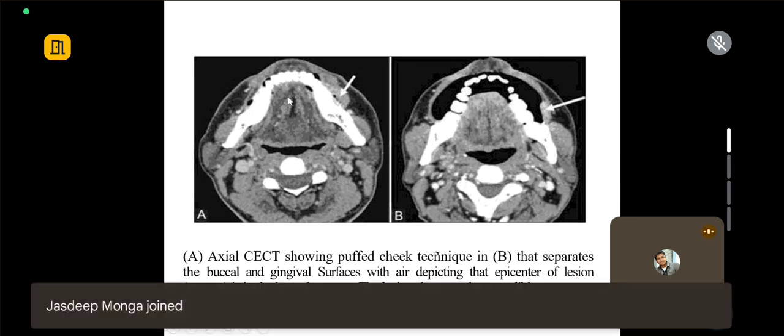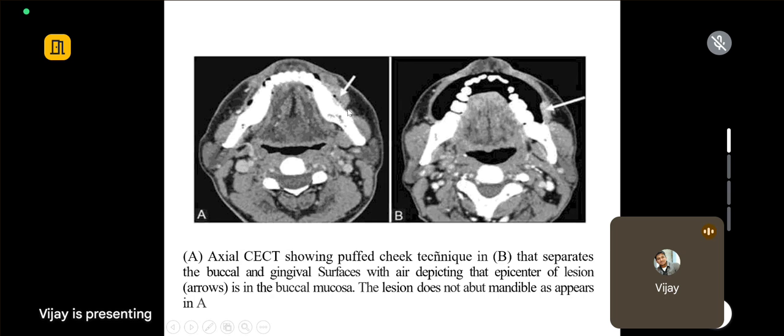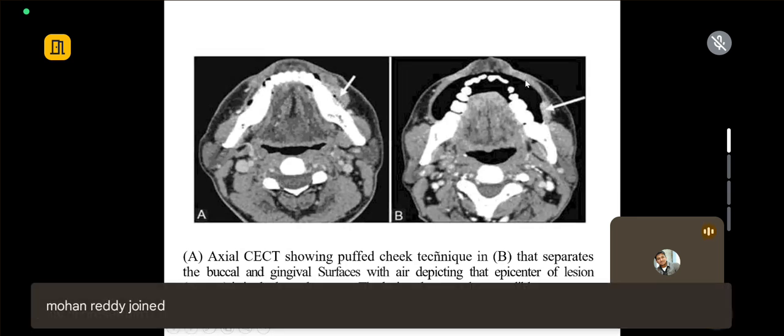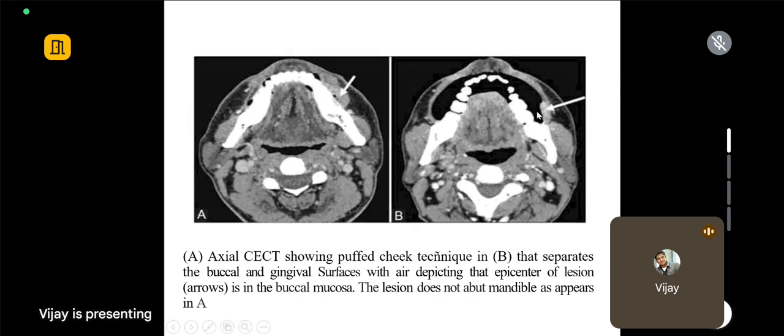Here we can see a tumor which is present abutting the mandible. When we get into the puff cheek, we can see that the puff cheek separates the buccal and gingival surface with air dissipating, and that the epicenter of the lesion is in the buccal mucosa. The lesion does not appear to involve the mandible, as seen in the previous image. Here the tumor is abutting the mandible, but with the puff cheek it was seen that the epicenter is in the buccal mucosa and the mandible is free.